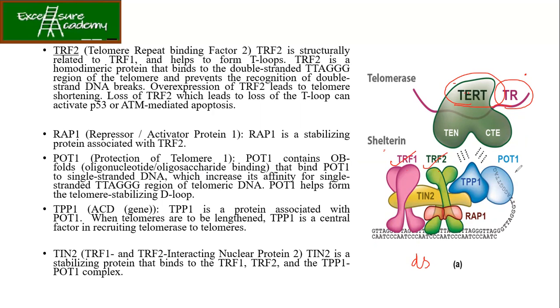Then coming to POT1. What does POT1 do? It binds the single-stranded telomere, okay? And it is responsible for making the D loop, and then TPP1. So you can see the association of TRF1, TIN2 and POT1 being brought together, okay? And then TPP1 is also responsible for recruiting your telomerase. Clear guys? Is the function of all the units in shelterin clear to you?